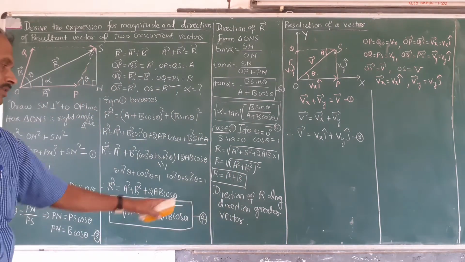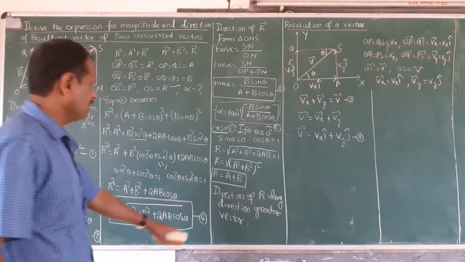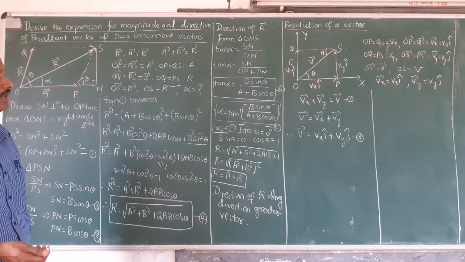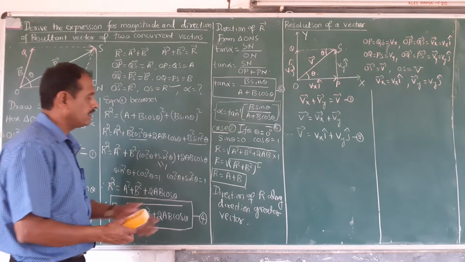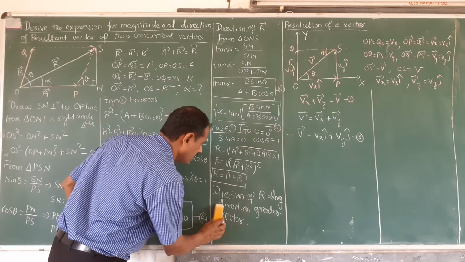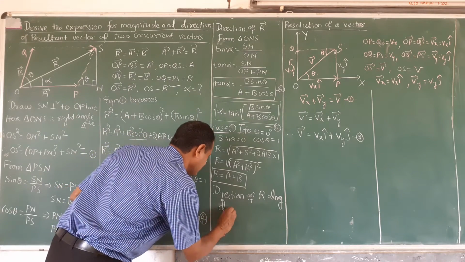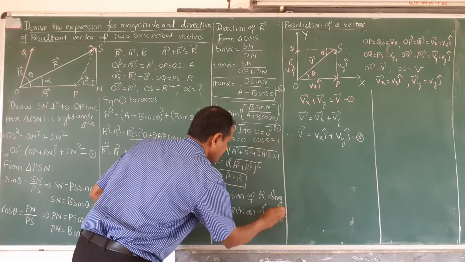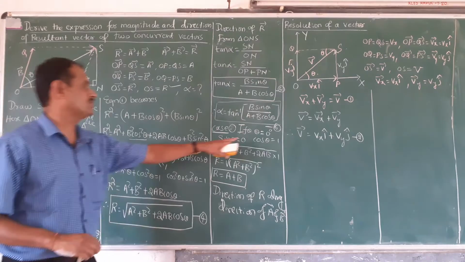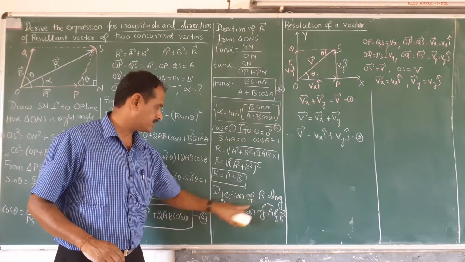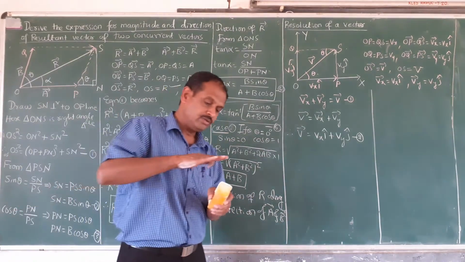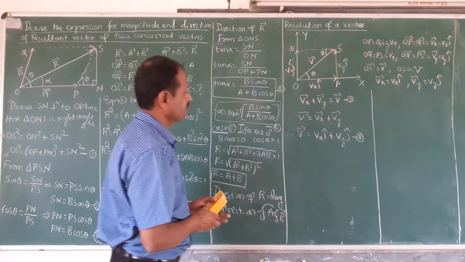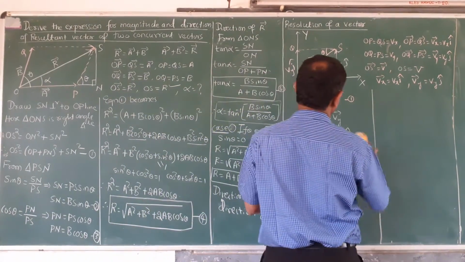It is along the direction of the greater vector. Direction of R is along the direction of A and B. If theta is equal to 0 degree, direction of R is along the direction of A and B. That means if A is like this and B is like this, then R will also be like this. Next to discuss a few points here.